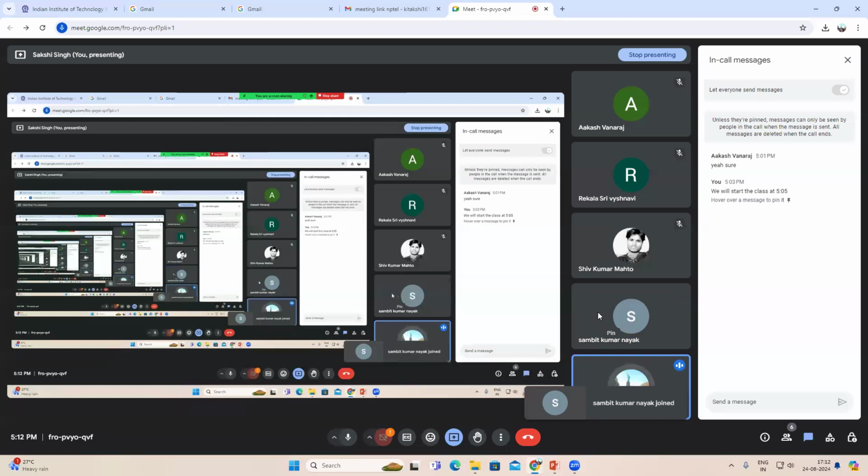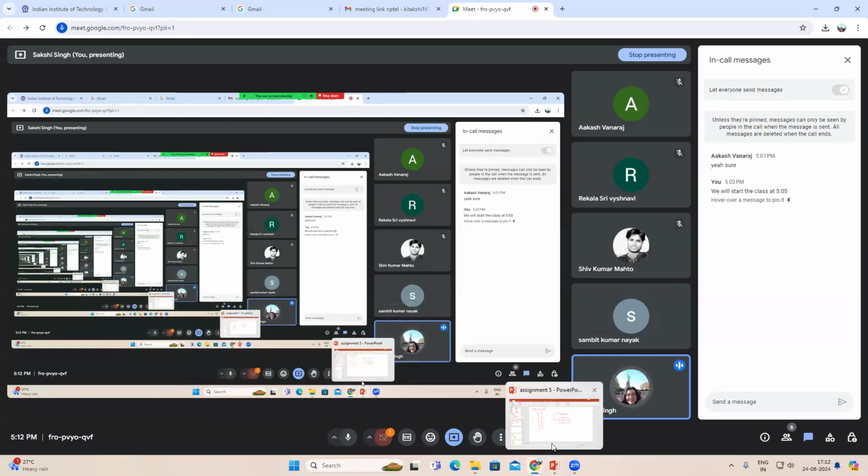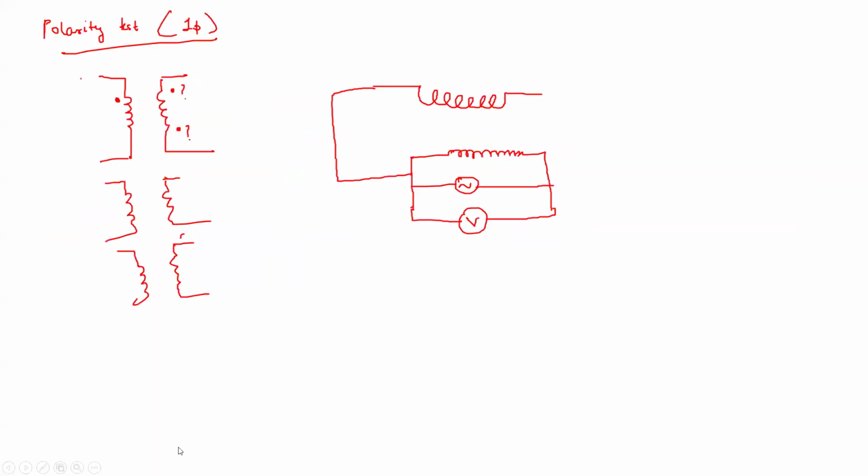Sambit, I'm muting you, okay? Or you can mute yourself, okay? Otherwise there is noise. If you have a doubt, then unmute yourself and ask, okay?